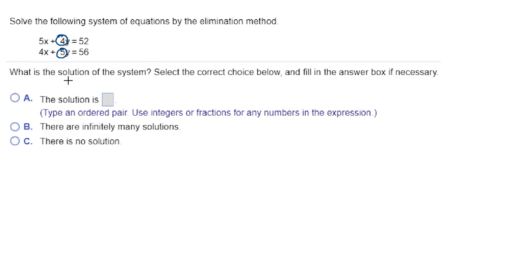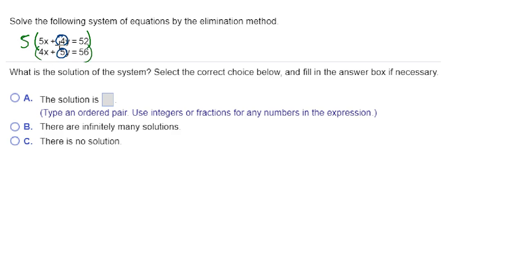So if we decide to eliminate the y variable here, I want to make these numbers the same, but have one be positive and one be negative. So what's a common number that both 4 and 5 can be multiplied up to? The answer is 20. That'd be the smallest common number that they can both be multiplied to, which would be like a least common denominator. So how do I turn this 4 into a 20? I multiply it by 5. And so 5 times 4 is going to give me 20y there.